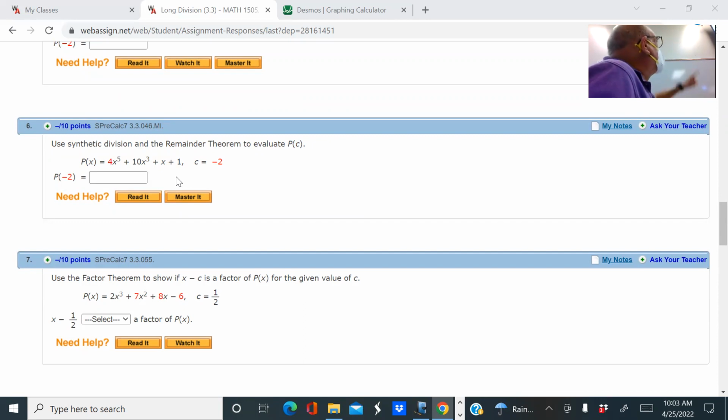Synthetic division, and the remainder theorem to evaluate P of C, where in this case C is -2, right? So for that polynomial, 4x to the 5th, etc., we want to figure out what P of -2 is. Of course, we could do that just by substitution, right? Plugging -2 in for x into that expression. And that would take us a little while to evaluate, to simplify and evaluate that, right?